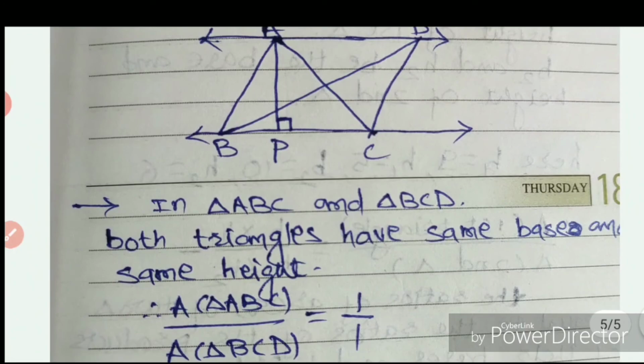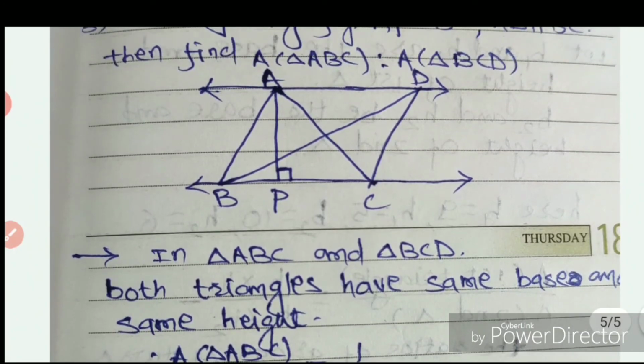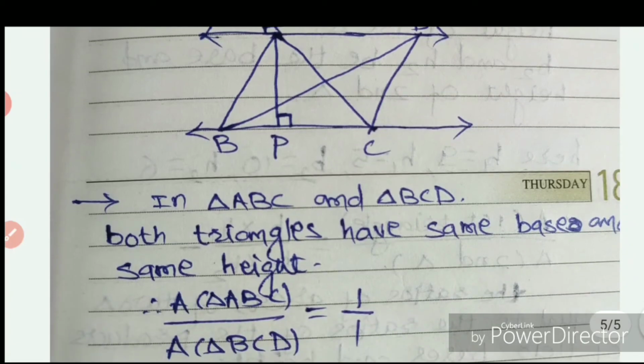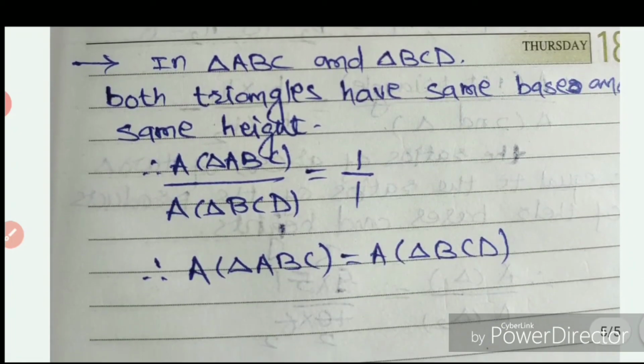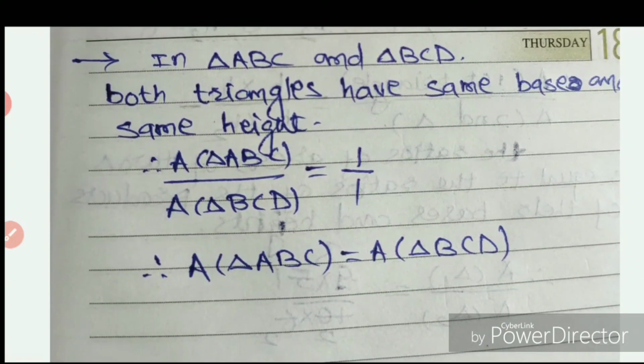Therefore, by property number 4, these two triangles have equal heights and equal bases. Therefore, the ratio of areas of these two triangles is 1:1. Area of triangle ABC divided by area of triangle BCD is equal to 1 by 1. Therefore, area of triangle ABC is equal to area of triangle BCD.